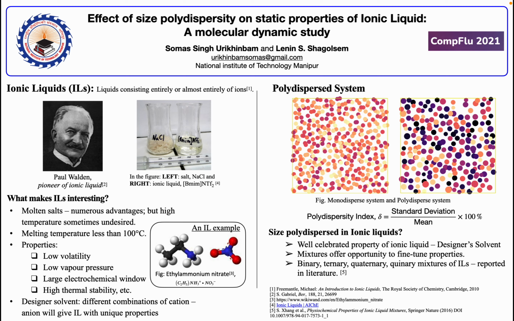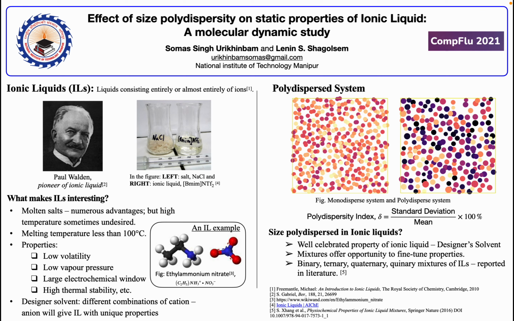Today I will be talking about the effect of size polydispersity on static properties of ionic liquids, a molecular dynamics study. Ionic liquid is a liquid consisting entirely or almost entirely of ions. The credit for discovering ionic liquid is given to Paul Walden, for his discovery of ethylammonium nitrate, which is liquid at room temperature.